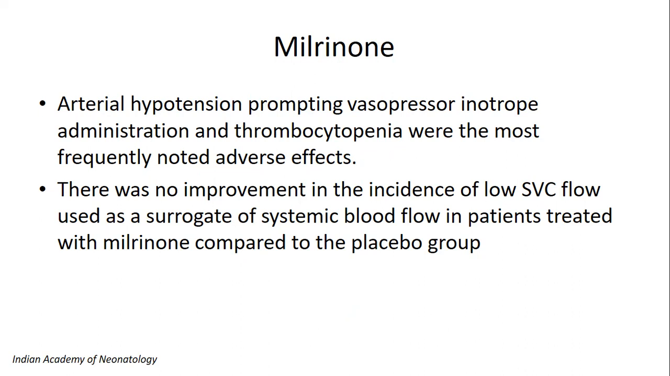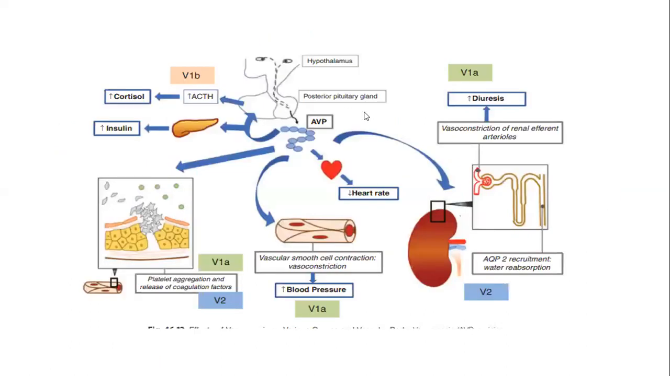Vasopressin versus milrinone, I'm telling you, vasopressin is a double-edged weapon. If you use a higher dose, you tend to tilt the balance in favor of PPH. Always use a low-dose vasopressin. Wait for a while. You will get a good BP and you will get a reversal of shunt also.